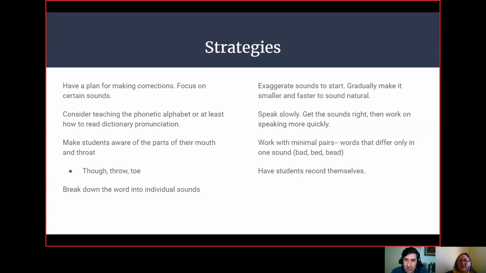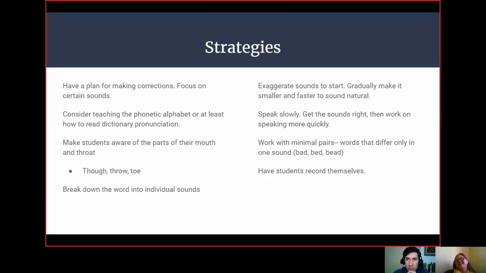It's also helpful to work with minimal pairs. These are words that only differ in one sound, like bad, bed, bead. When you put words like that together, it helps students hear the difference between those vowel sounds that are often so difficult.